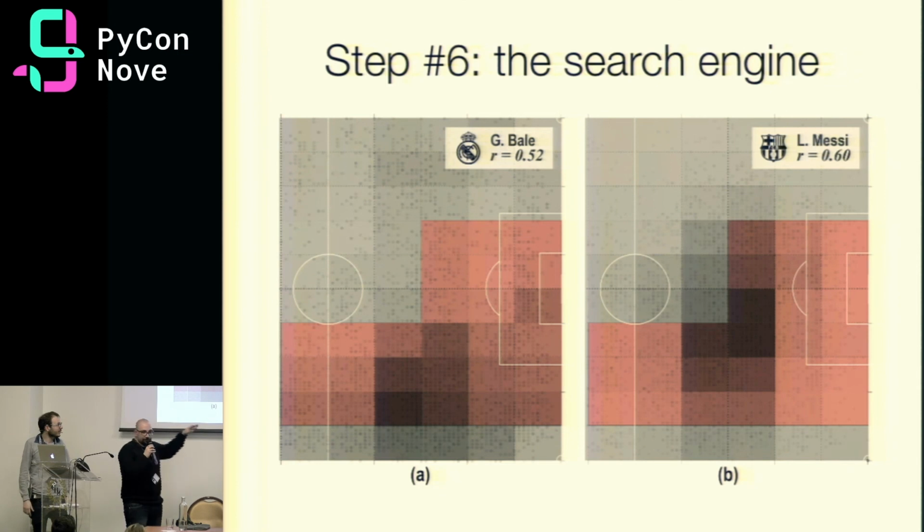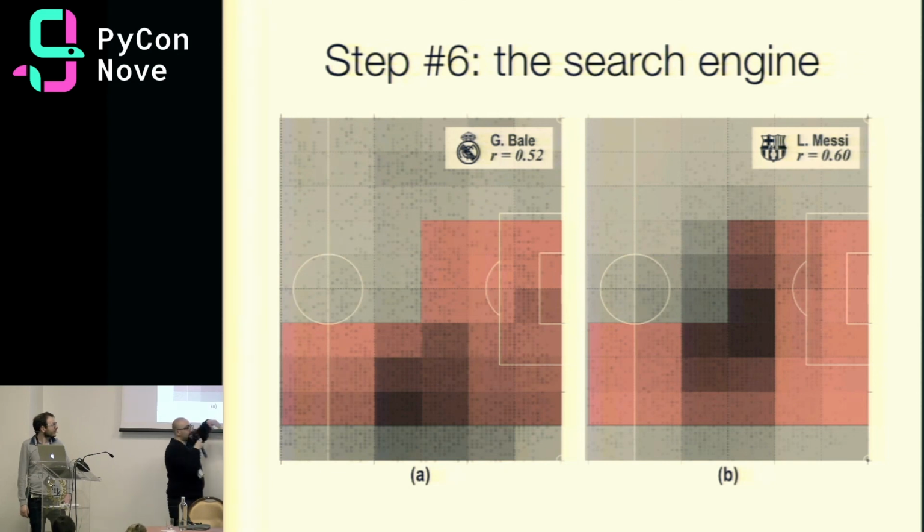So finally, we come back to the software tool the manager would like to have, which is a search engine where we can specify complex shapes, complex zones on the field, and we would like to have the ranking of players according to that zone.